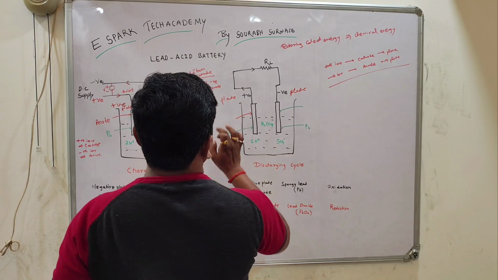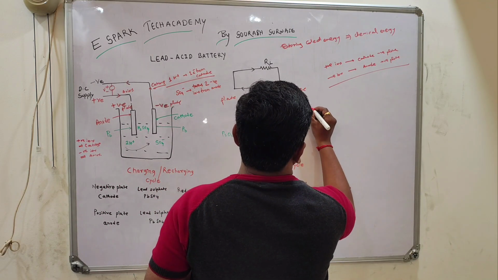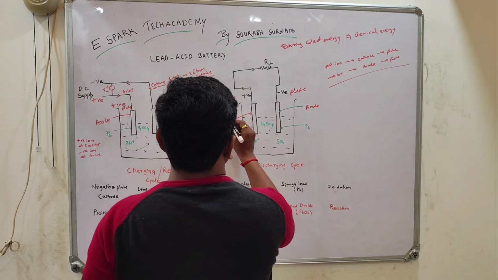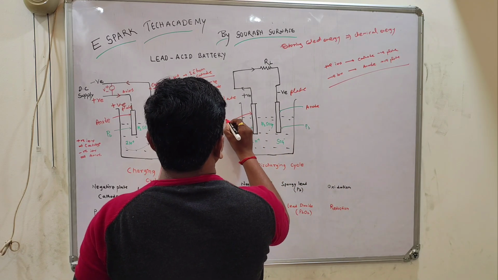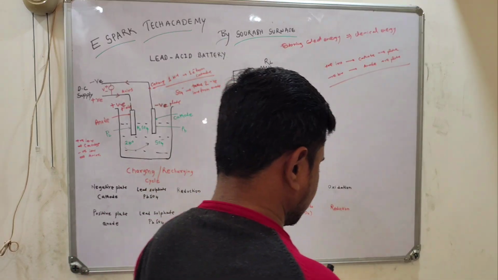Here it has been labeled by mistake. It is the anode here, the negative plate, and the cathode is the positive plate.